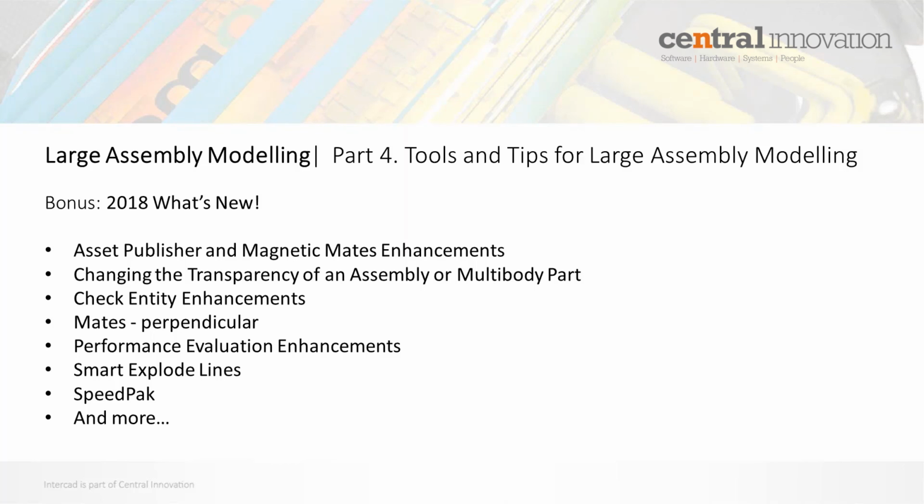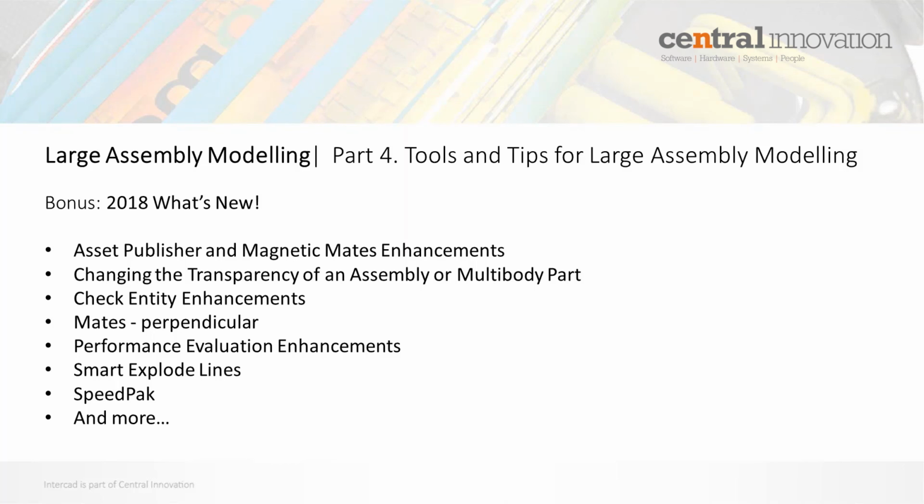The asset publisher now allows for multiple ground planes rather than just the one that we had in 2017, but you can only use one at a time, but obviously having more than one is a bonus when you're setting up that facility layout. We can change the transparency of an assembly or a multi-body part at the top level. That can be quite useful in terms of performance again, because we can just set the transparency for the top level.